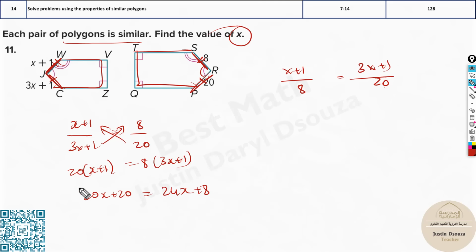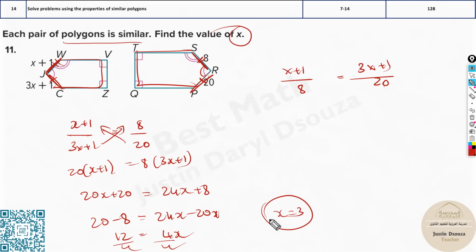Now 24 is bigger, so I'll take the 20x to the other side. 24x minus 20x, and 8 to the other side. The numbers solved will be 12, and over here will be 4x. So x will be equal to 3 by dividing 4 and 4 here. So that is the answer.